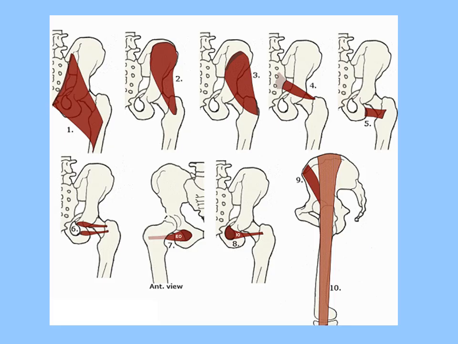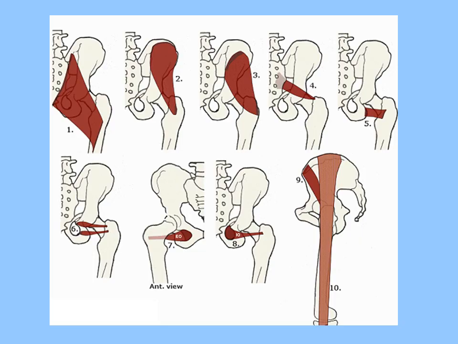Let's talk about individual muscles and their actions. Muscle number 1 is the gluteus maximus, that is innervated by the inferior gluteal nerve, L5-S1-S2. The gluteus maximus is an extender and external rotator of the hip.